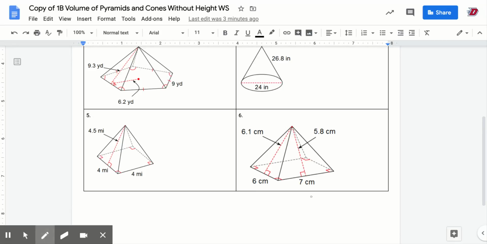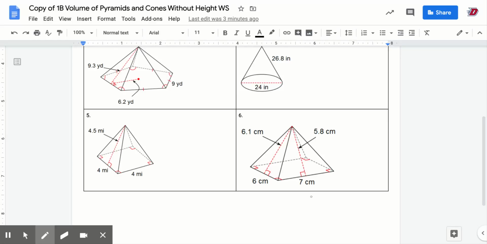Okay, so what you can see is first identify the shape. So we have a pyramid, obviously, and then the base of the pyramid is a rectangle. So we have a rectangular pyramid. So when we're asked to find the volume of this thing without the height, what we have to do is figure out what is the height of this pyramid.